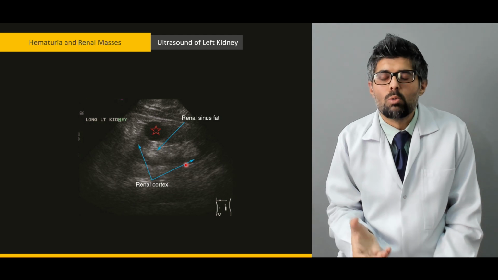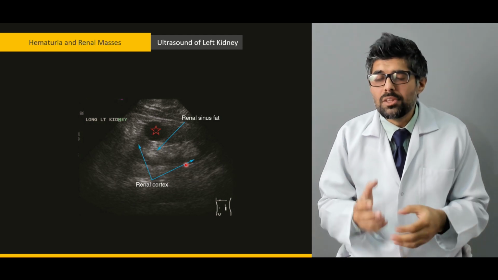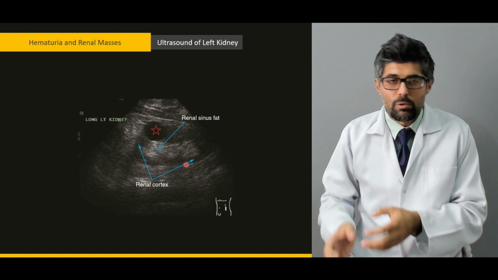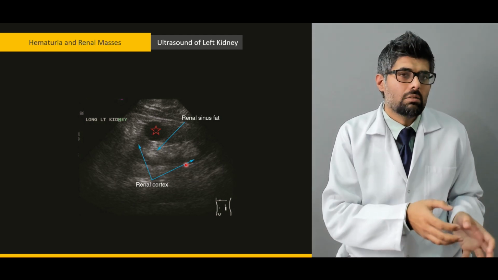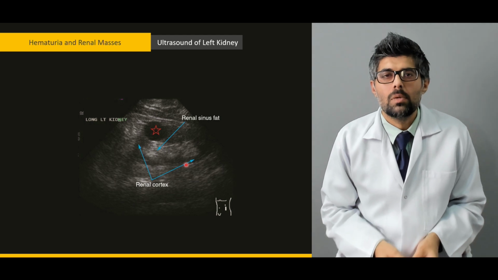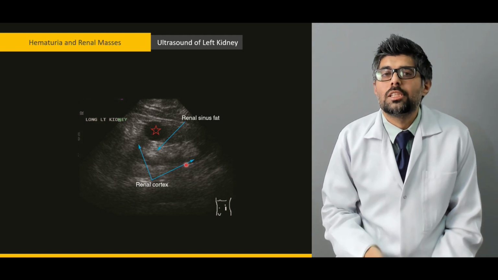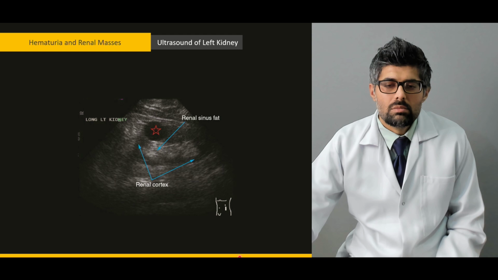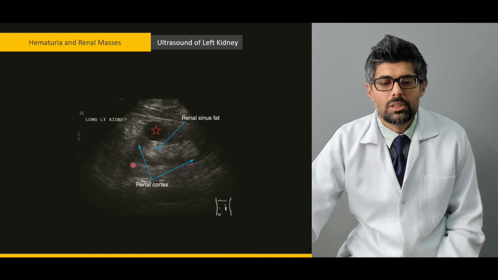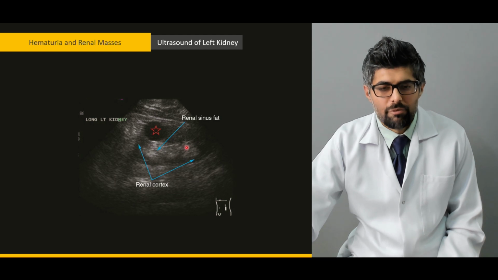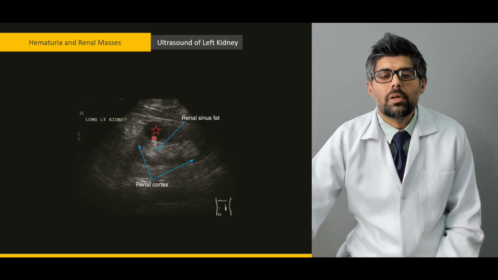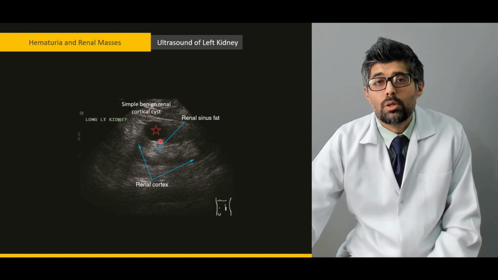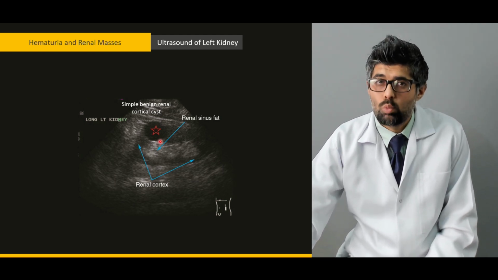They have a huge amount of nodularity in their septa, and these are the ones which have the highest potential for malignancy. So if you find a class 4 cyst in your kidney or urinary system, the option of malignancy must always be explored. So this is a normal kidney with its renal cortex, with its fat, and this is a simple renal cyst. Now, this cyst is benign because it's a simple cyst, class 1.